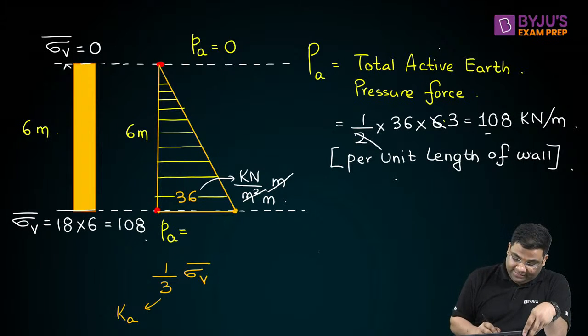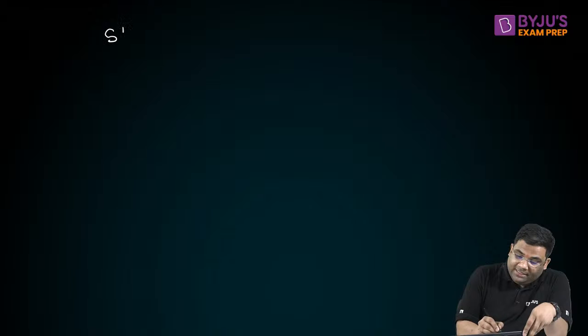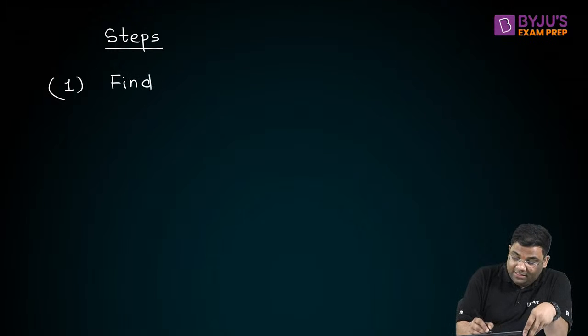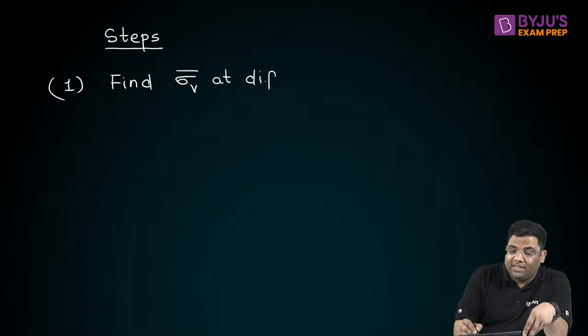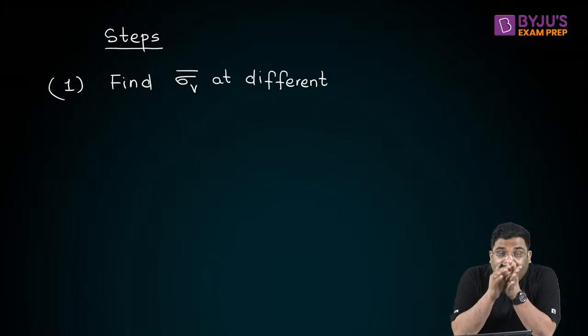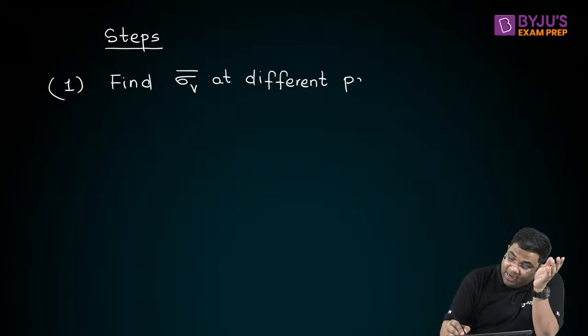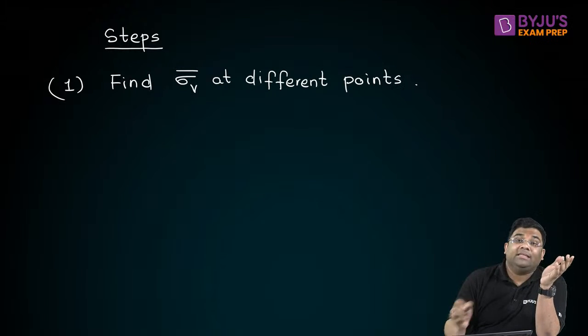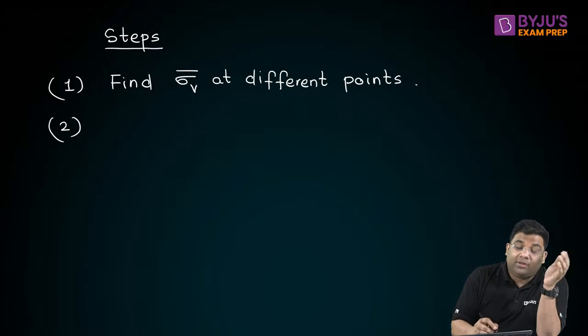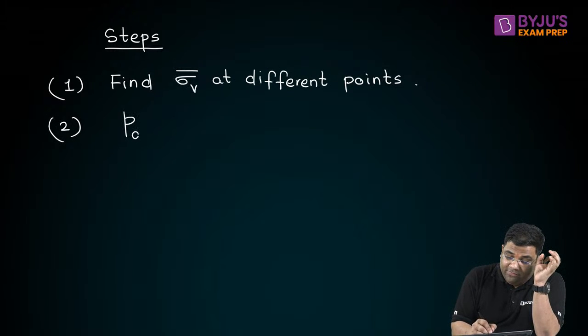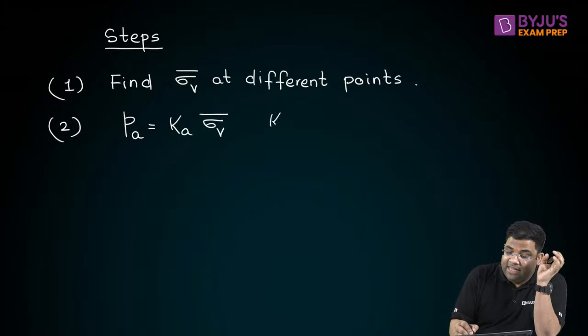So if I tell the steps, okay, steps. The first step is to find out vertical stresses at different points. And different important points will be at the top, at the bottom, and if there is some transition in between. So at different points, find out the vertical stress, right? Once you find out the vertical stress, you can find out the active earth pressure, simply Ka into the vertical stress. And this Ka will be how much?